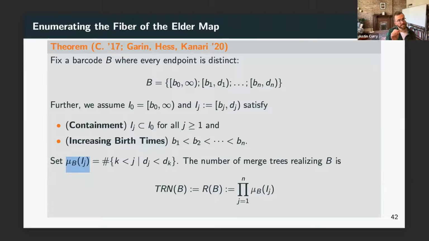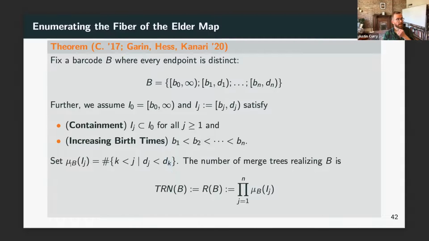And this just tracks the number of other intervals in my barcode that were born earlier, so its index is earlier if I label by birth times, that die later. Alternatively, mu bij is the number of intervals in my barcode that contains a given interval. Or in the language of persistence diagrams, it's the number of points up and to the left.